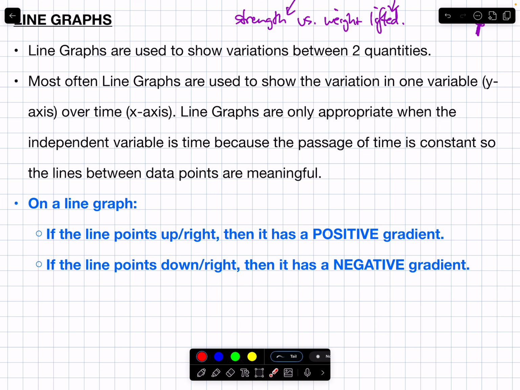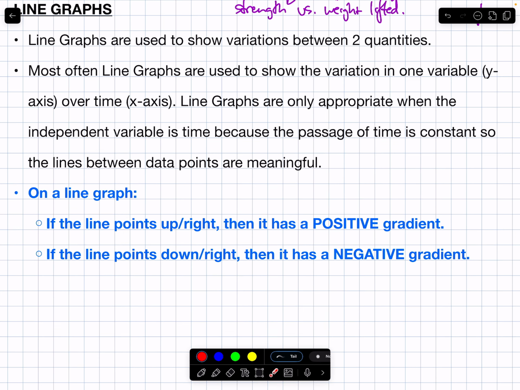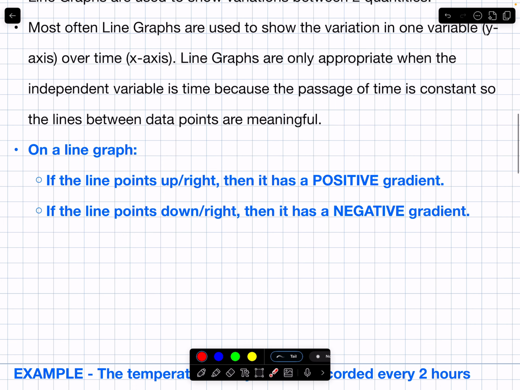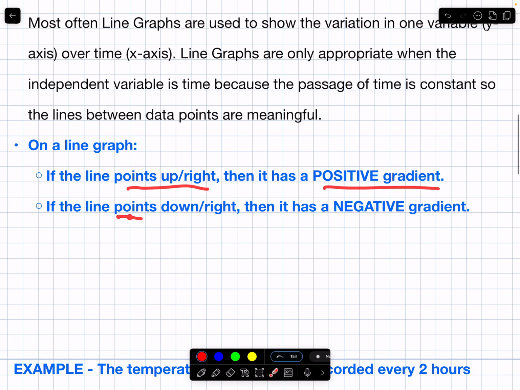And it's a line graph because the data points are going to be connected with lines, and that makes sense because we don't change the passage of time. So the connections between the data points are going to be meaningful. Now in a line graph, if the line points up to the right, then it has a positive gradient. If the line points down to the right, then it has a negative gradient.